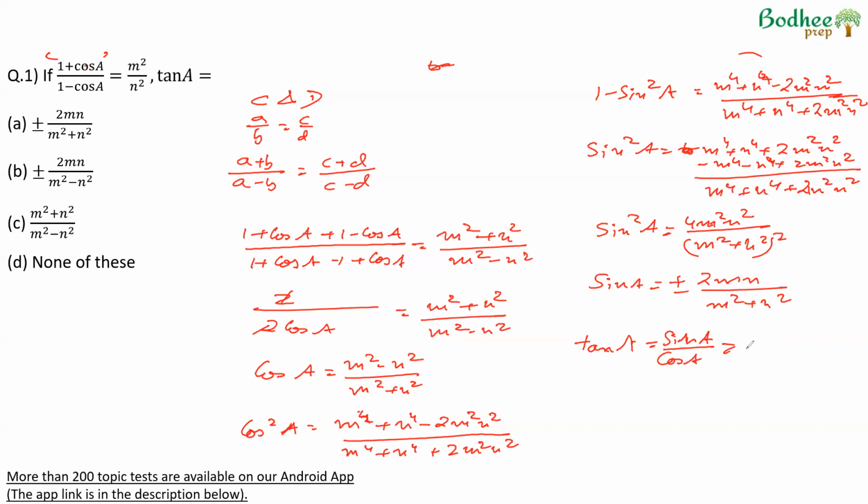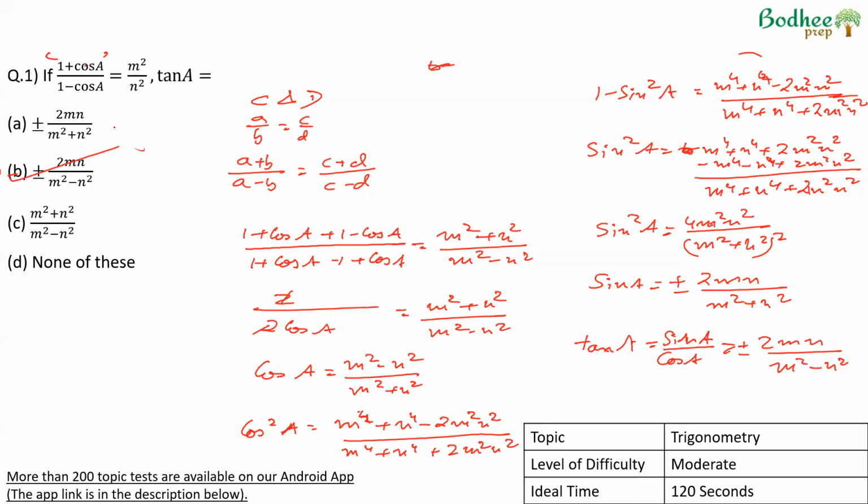And therefore, if we divide this, you'll get plus minus 2mn upon m square minus n square. M square plus n square will cancel out from both of them. And therefore, option B becomes my answer. Again, writing the expression takes time. In terms of level of difficulty, not more than a moderate level question, should be able to do this within about 2 minutes.